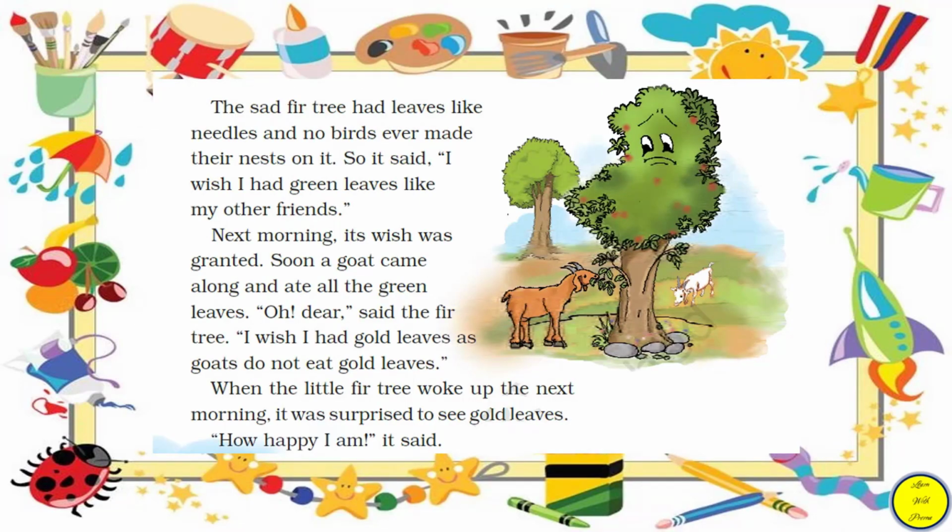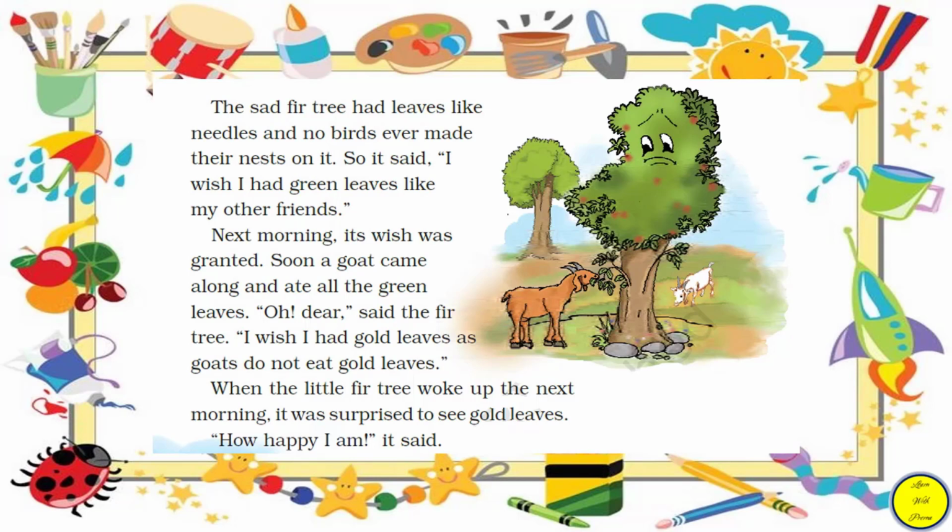The sad fir tree had leaves like needles and no birds ever made their nests on it. So it said, I wish I had green leaves like my other friends. As you can see in the picture, the expression on the tree's face is sad because it had needle-shaped leaves and birds did not make their nests on it. So, the tree wished for green leaves.